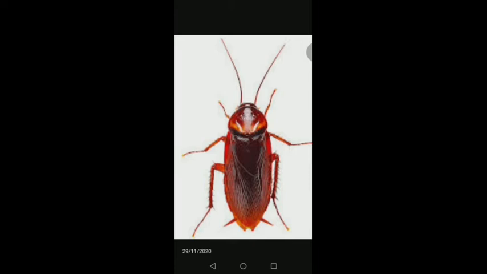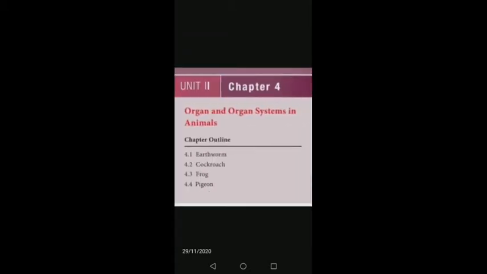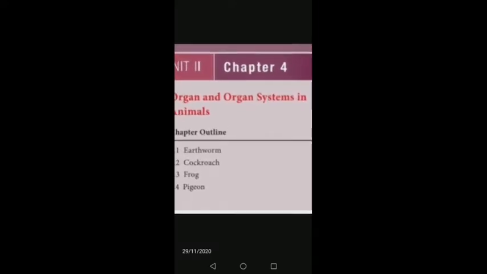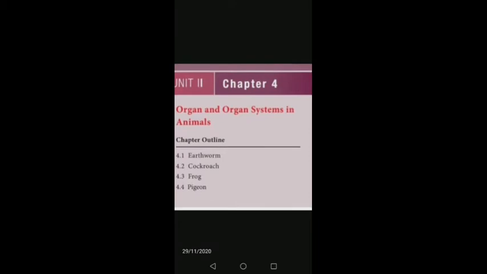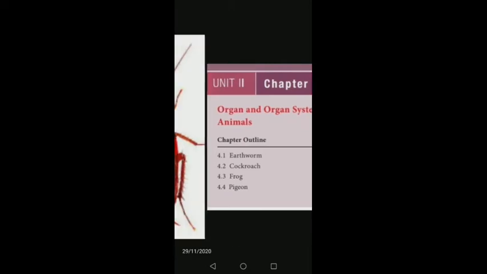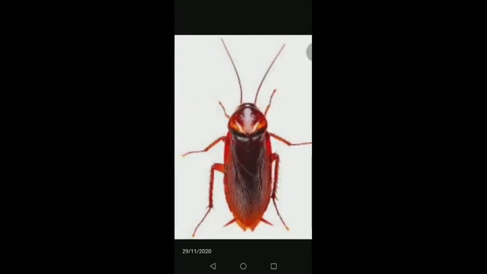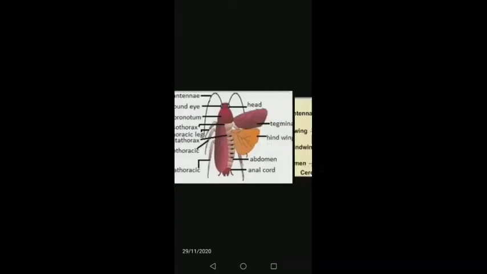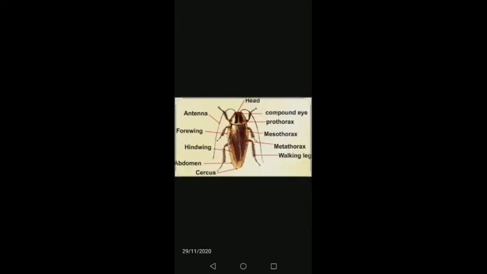Today we are going to learn a new topic in chapter 4. The name of the chapter is Organ and Organ Systems in Animals. The topic we are going to see is the cockroach. The picture I showed you is the cockroach. We'll see some general information about the cockroach.